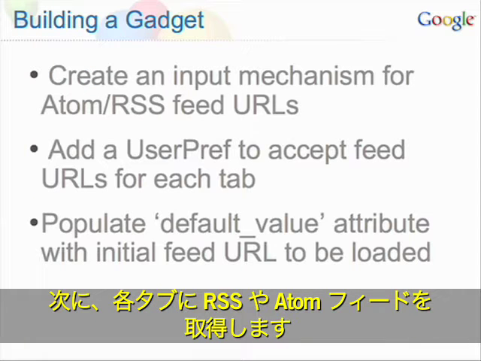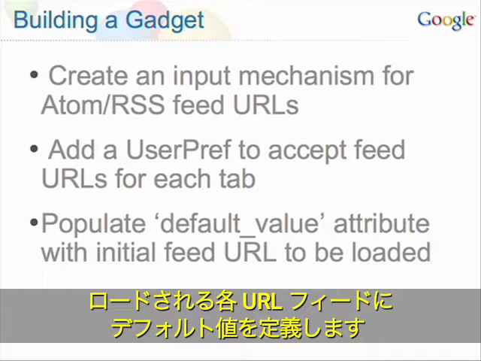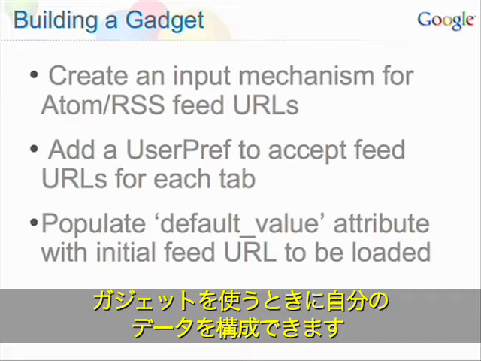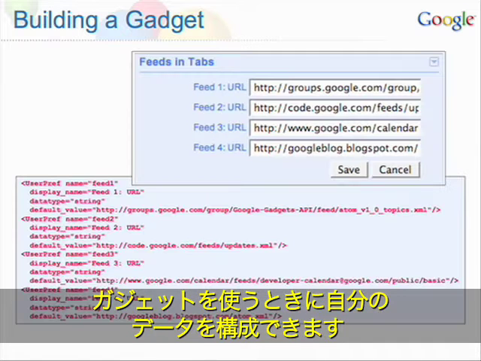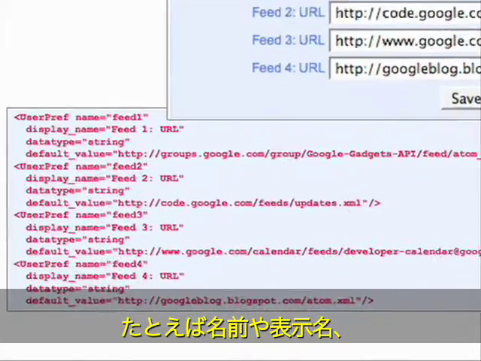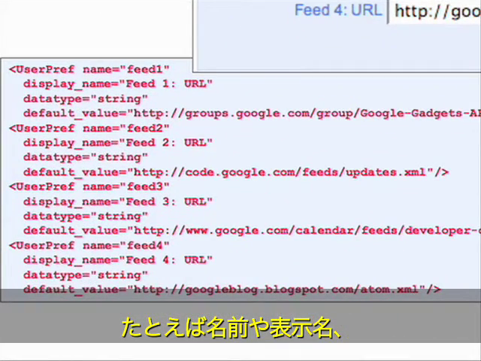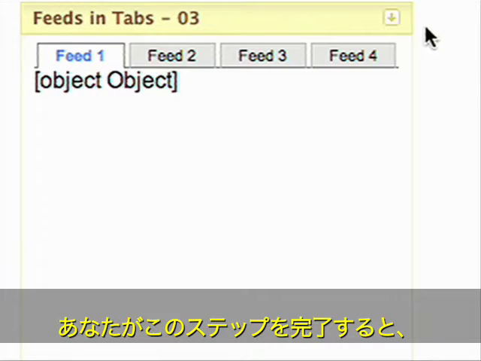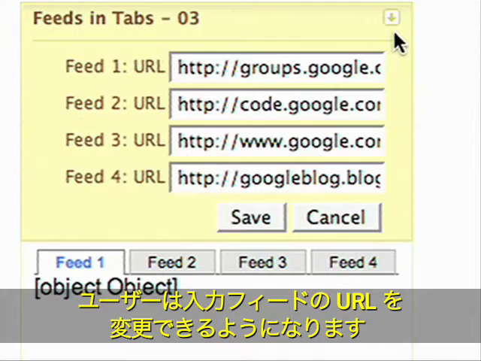The next step is to pull an RSS or Atom feed for each tab. You will define the default value for each URL feed that will be loaded, but you will add user prefs so that users can configure their own data when they use your gadget. From the data, you can display different types of information about the feed, such as its name, display name, description, feed entries, and summaries. Once you have completed this step, users will be able to change the input feed URLs.